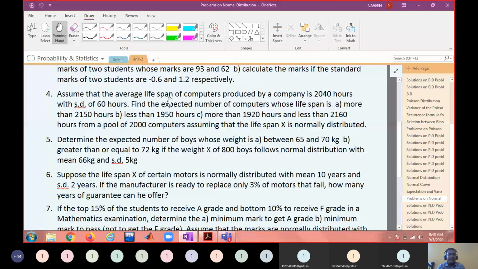Assume that the average lifespan of computers produced by a company is 2040 hours with standard deviation 60. So what is given? Average is given, standard deviation is given. Find the expected number of computers whose lifespan is more than 2150, less than 1950, more than 1920, and less than 2160 hours from a pool of 2000 computers, assuming that lifespan X is normally distributed. Okay, so this is the problem.